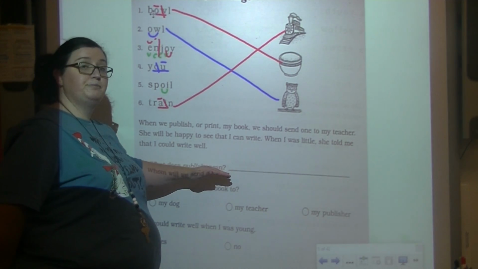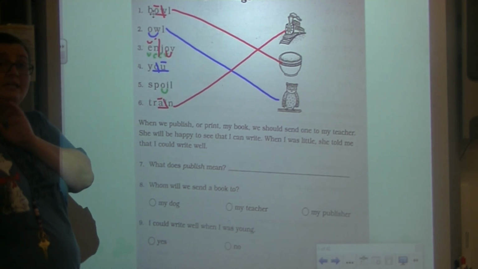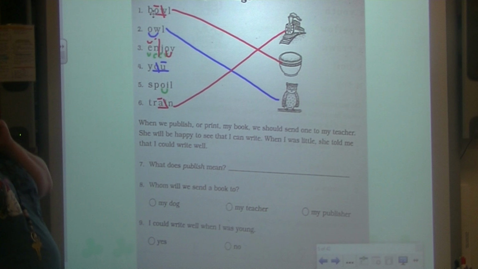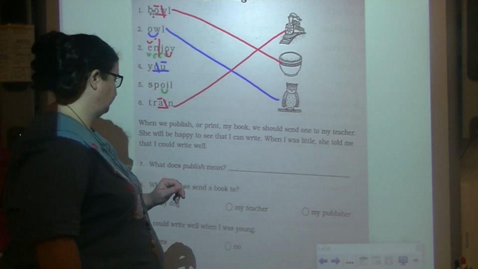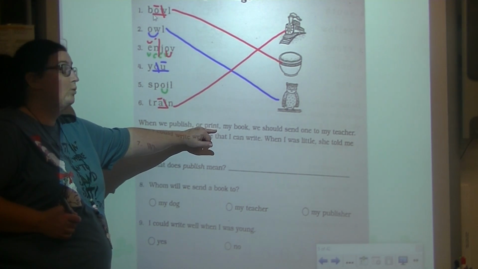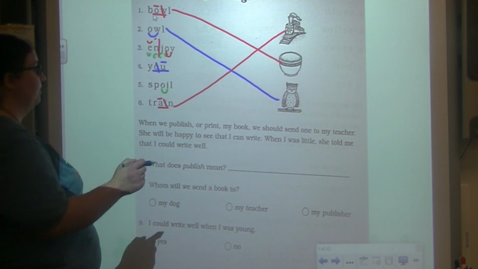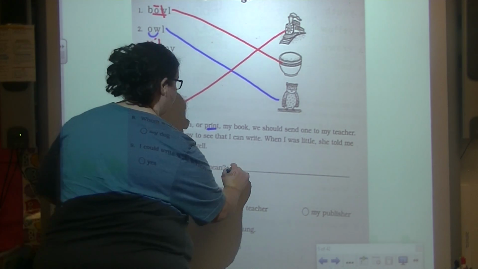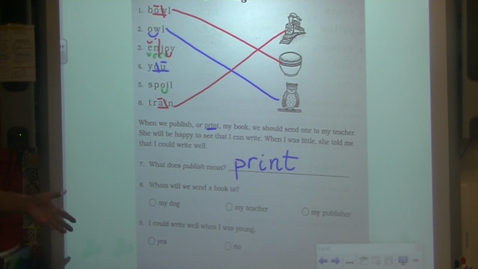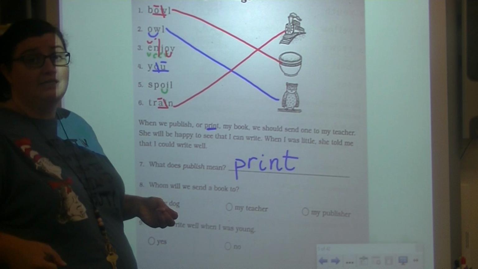What does publish mean? Alright guys, did we get the clues from our sentence? Yes, we did. We have context clues. Alright, underline where you found your answer and write it on the line on number 7. So what does publish mean? It says when we publish or print my book. So to publish means to print. So what does publish mean? Print. So when you publish a book or an author publishes their book, they print it. They make copies of it.